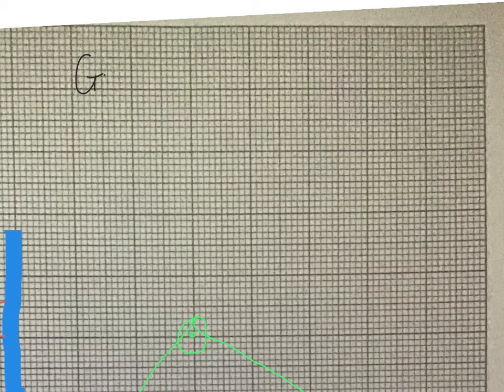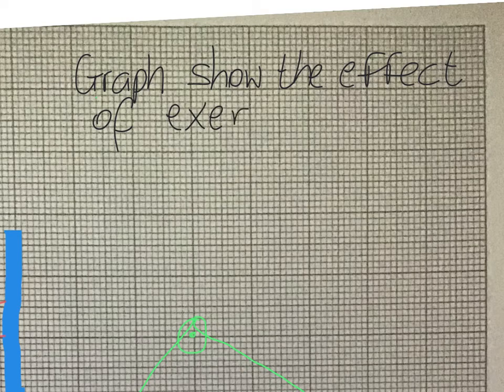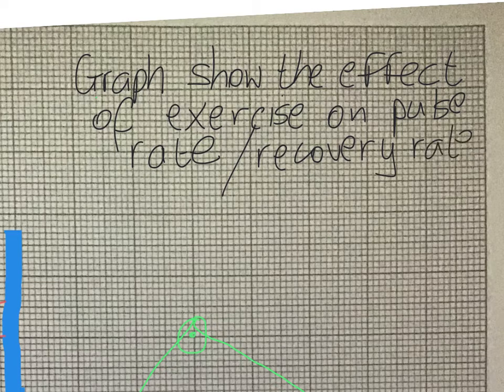So our graph, this is a graph showing the effect of exercise on pulse rate. And then that would be our recovery rate, because it's when your heart goes back to its resting. It tells you when the heart has recovered back to its normal resting point.